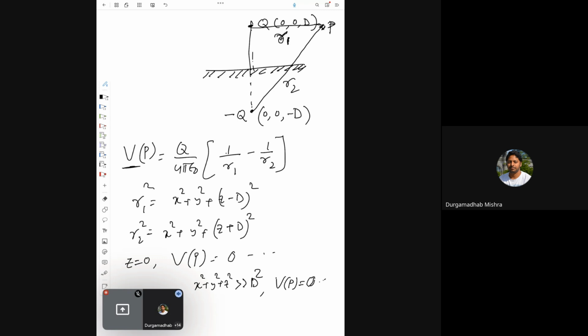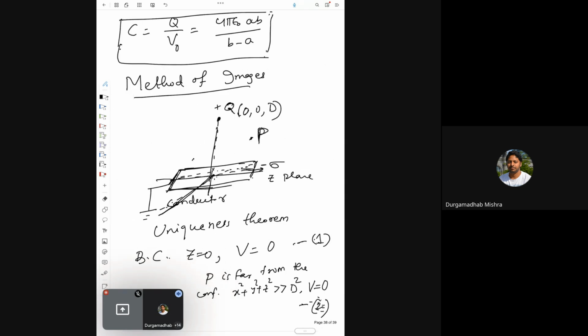So that means the potential that we have obtained here will be the same potential that would have been obtained if I solve this problem as well. Okay, so this is what we call the method of images.